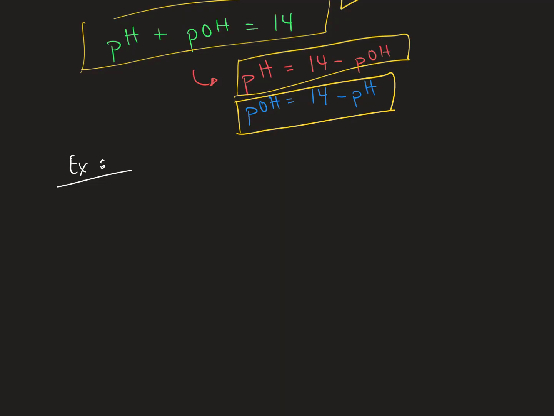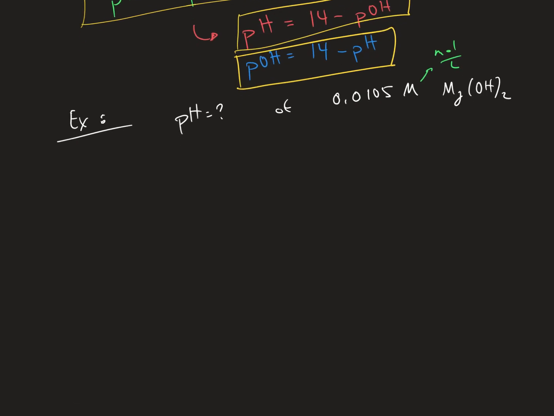What is the pH of a 0.0105 molar concentration of magnesium hydroxide? Molar concentration, molarity. Remember, this means moles over liters. Okay. So where should we start? Let's pull out the mole roadmap to see how we do this.